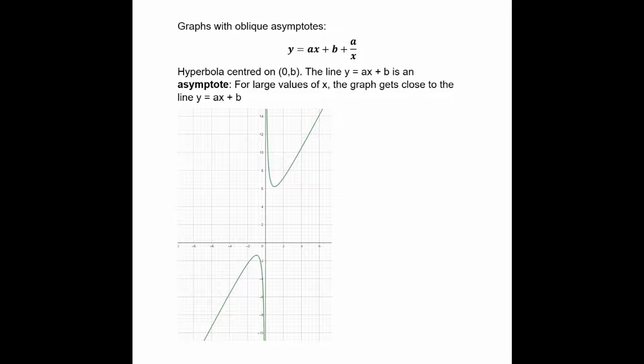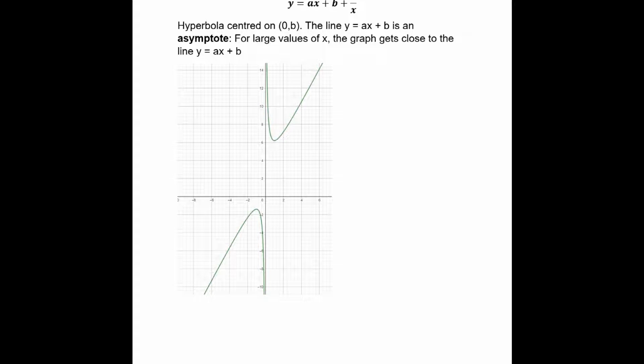The hardest type of graph that you could possibly see at this level is a graph with an oblique asymptote. But as long as we remember our straight line properties, it's really not that tricky. Here we have the graph of y equals ax plus b plus a over x. Sounds really complicated, but think about it. We've seen y equals mx plus c, so if I didn't have the a over x, that is just a straight line with gradient a. But we do have the a over x.